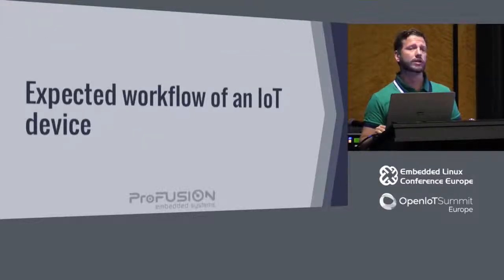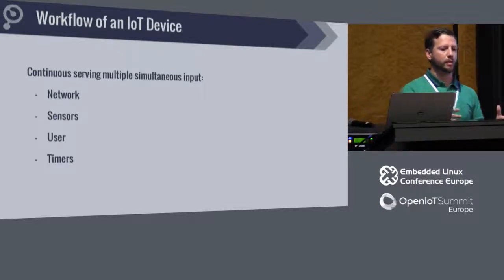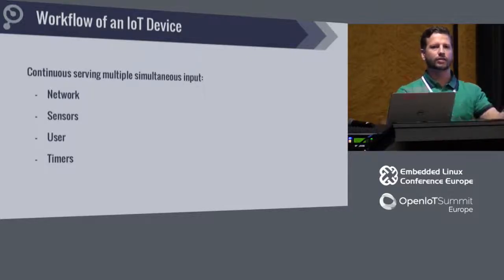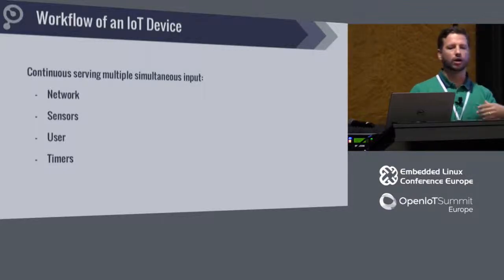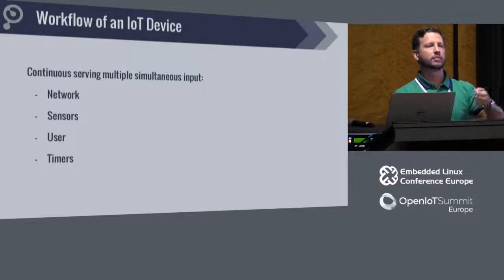Because when we look at the IoT device, what is the lifetime? We expect it to continuously serve multiple inputs at the same time, okay? From network, from sensors, from users, from timers. You may have a coffee machine that is brewing, reading from some sensors if I need to make the water hotter, and if the user presses the cancel button, or if there is some kind of network maintenance check.